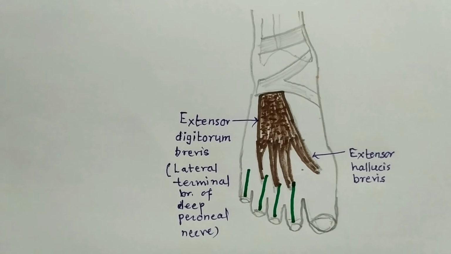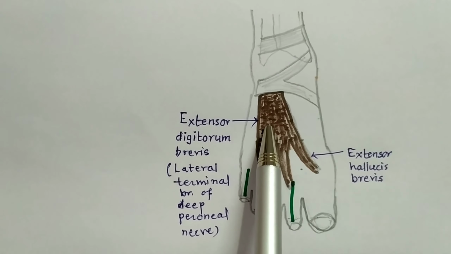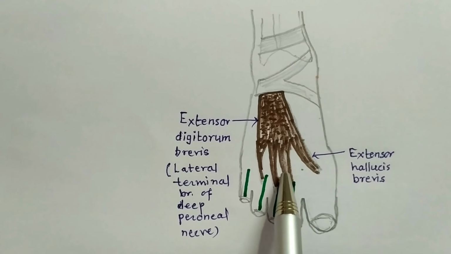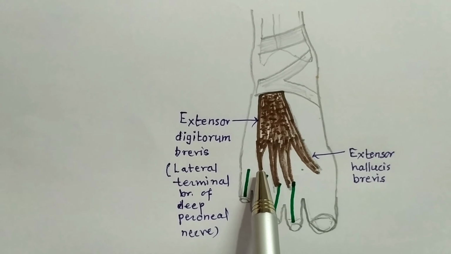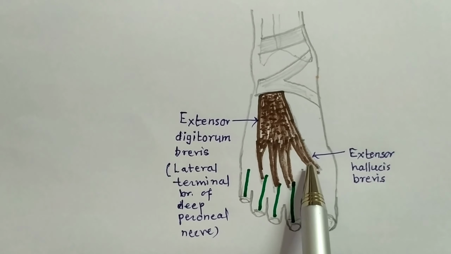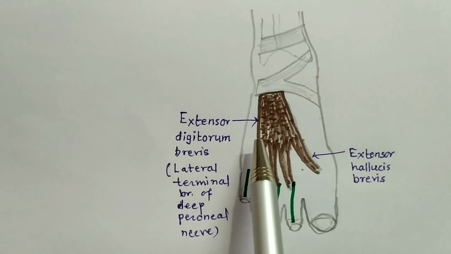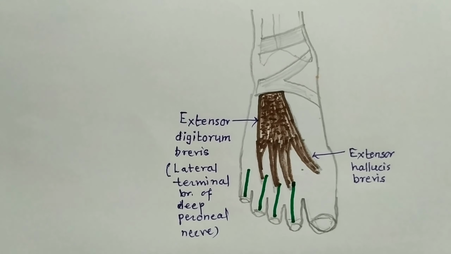On the dorsum of the foot, there is a single muscle, extensor digitorum brevis. It divides into 4 tendons for medial 4 toes. The most medial tendon goes to great toe. It is called as extensor hallucis brevis. The extensor digitorum brevis is supplied by lateral terminal branch of deep peroneal nerve.